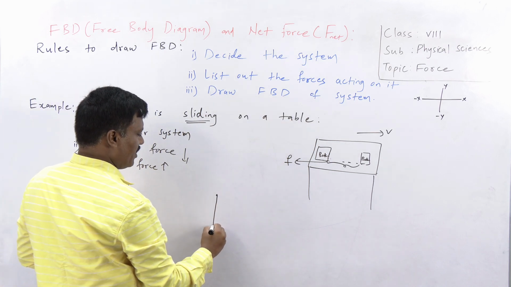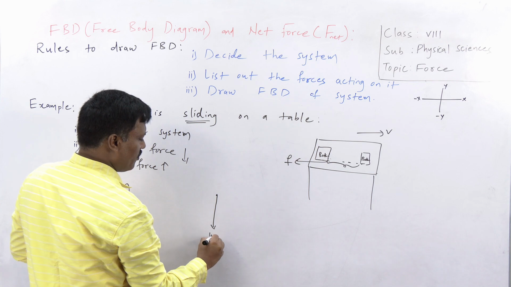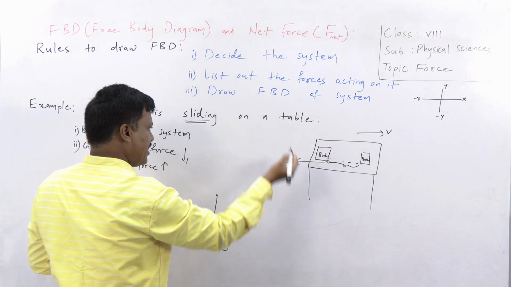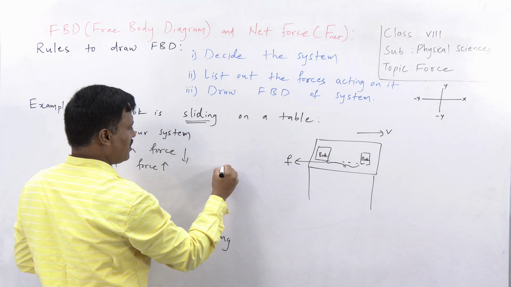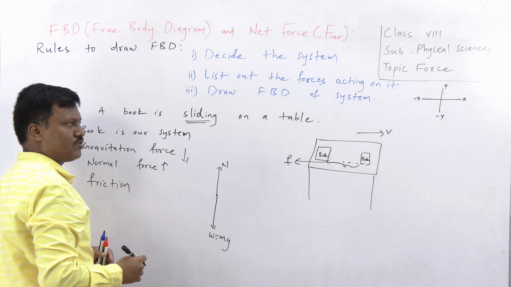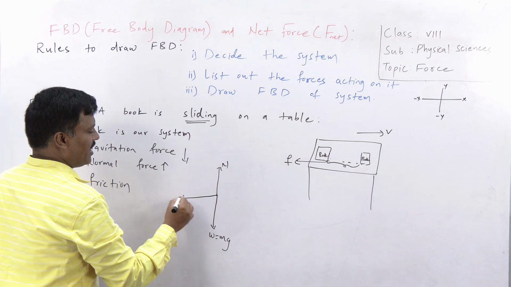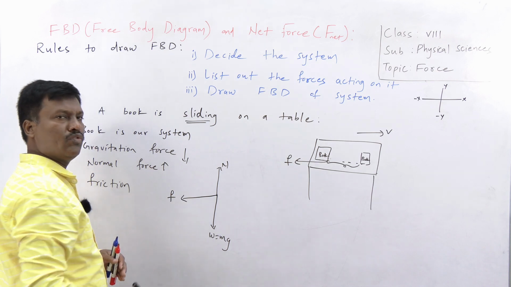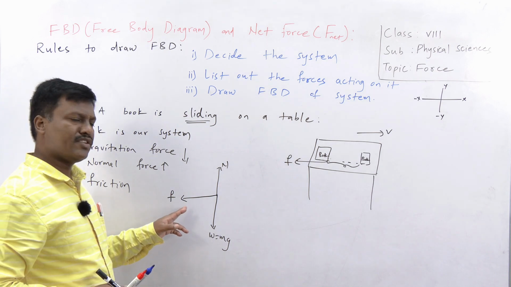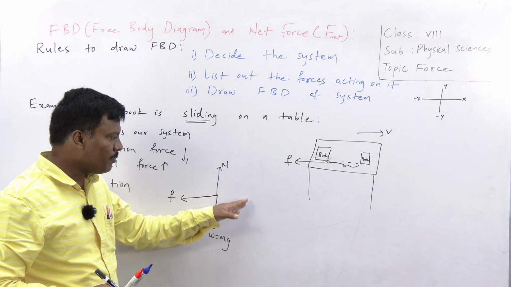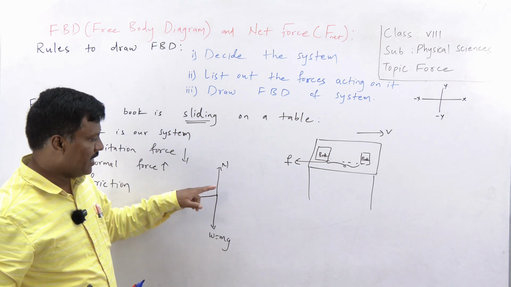See, gravitational force on this book is in the downward direction. Normal force by the table on the book is in the upward direction. Vertically these two forces are balanced, so there is no net force along the vertical direction. Along the horizontal direction, net force is equal to only the frictional force, because this frictional force is not balanced by any opposite force or any other force.